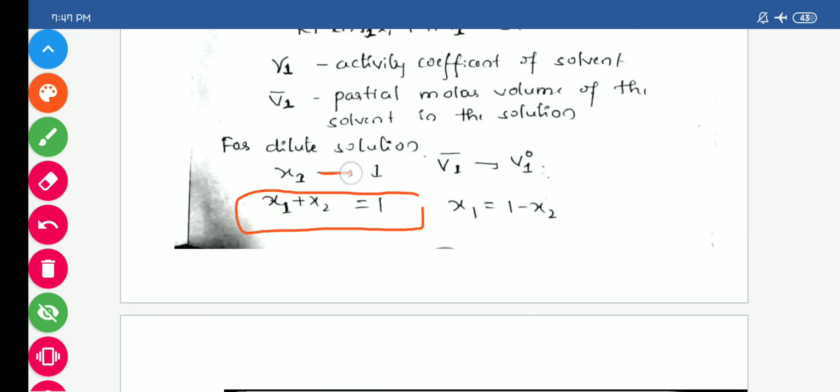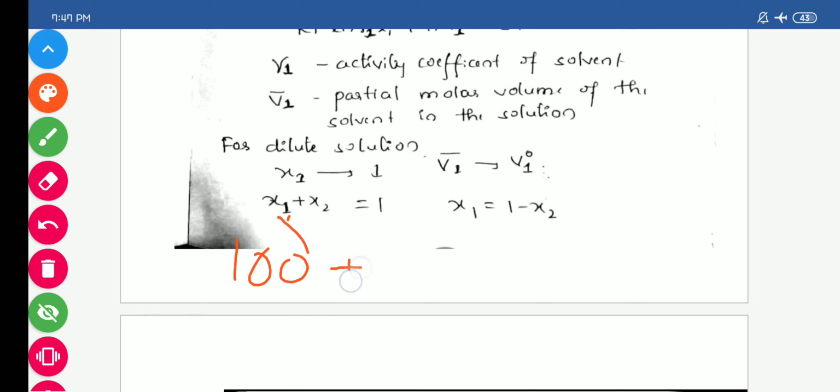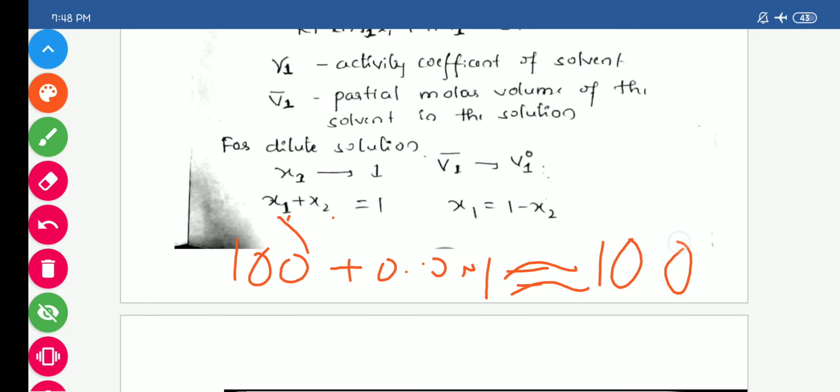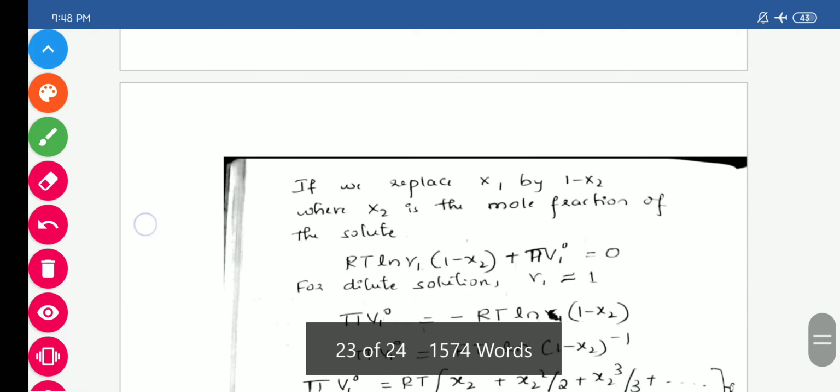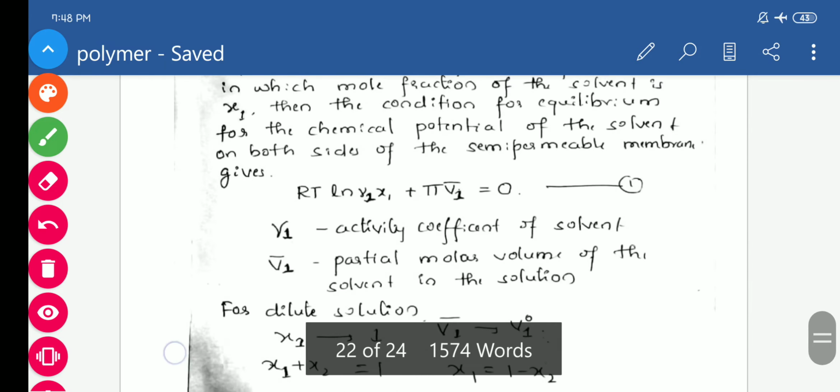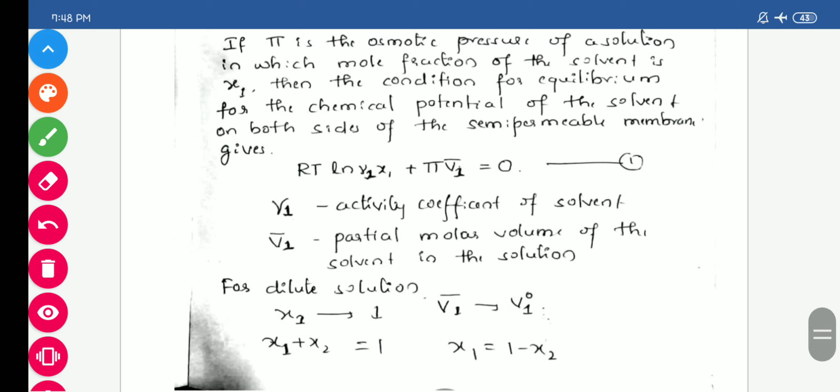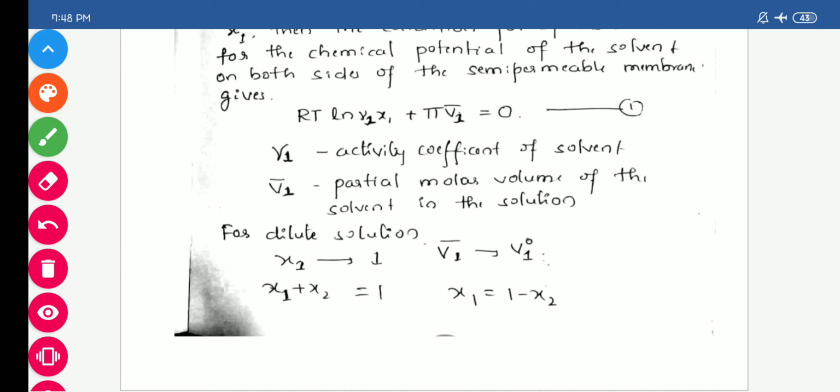For a dilute solution, x2 tends to 0. Why? Because in a dilute solution the solute particles are very few, and the solute is much less compared to the solvent. For example, if there are 100 moles of solvent and the solute is 0.0001 moles, or even 0.01 mole, we can easily say that the mole fraction of the solvent is nearly equal to 1. So x1 tends to 1, and v1 bar for a dilute solution you can consider as v1 naught. Then we already know the equation 1 expression. I told you to pause the video, take a pen and paper, and write down the expression, and then you can easily follow this video.